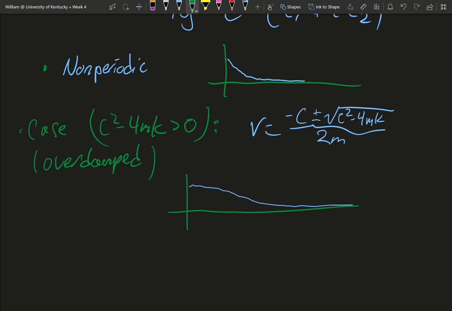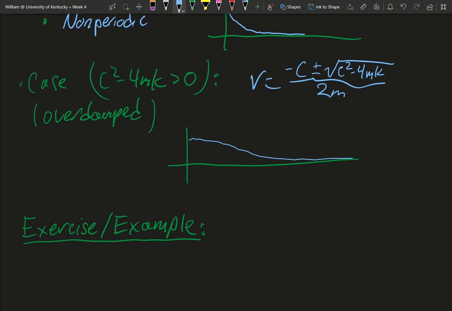All right, so let's end this video with a quick exercise, or example. This is going to have multiple parts. I'll do the first part, and then you can try out the other two parts on your own. We're also going to switch things up and do things in imperial units.